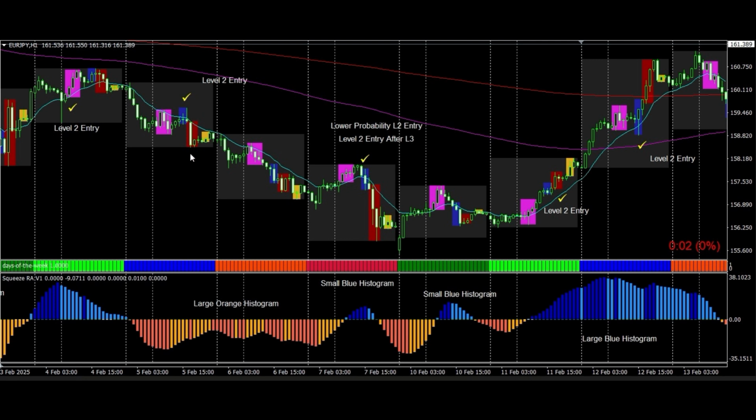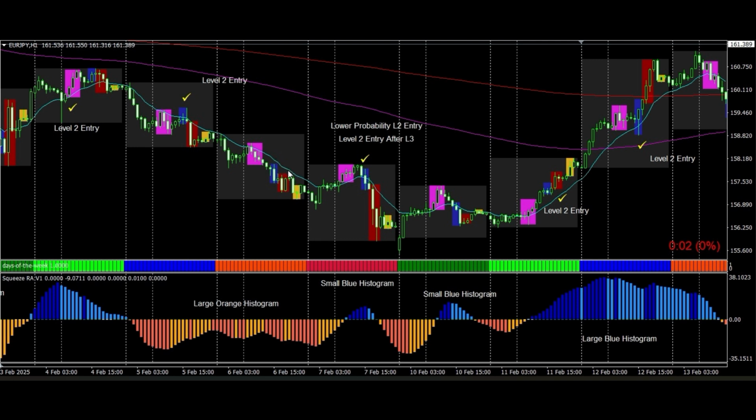As we've seen, this is level 3. Then we have a level 1, a level 2, and then a level 3. And then we get a level 1. And this is where you can look for that retracement to the 38 to 50% level of level 2. Because during this level 2 move, we did not get a retracement to 38 or 50%.